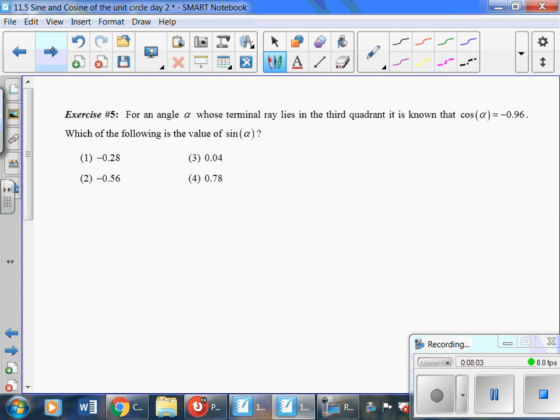Moving on to exercise 5. For an angle alpha whose terminal ray lies in the third quadrant. So already I'm starting to think this, right? Third quadrant is down here. Reminding you, 1, 2, 3, 4. All right? So for an angle alpha whose terminal ray lies in the third quadrant, it is known that the cosine of alpha is negative 0.96. So we know here it's going to be negative comma negative. All right? Which is the value of sine alpha?